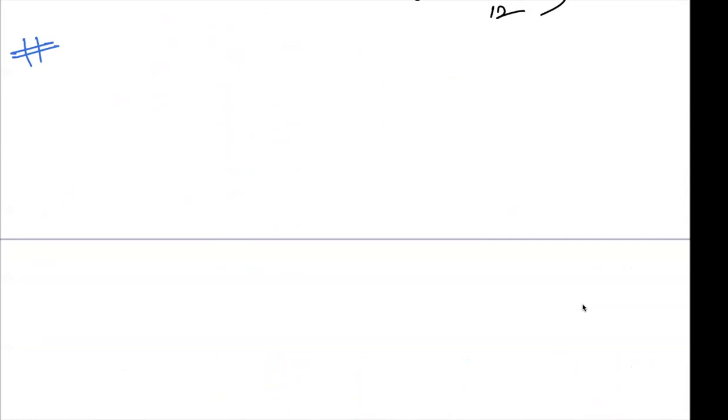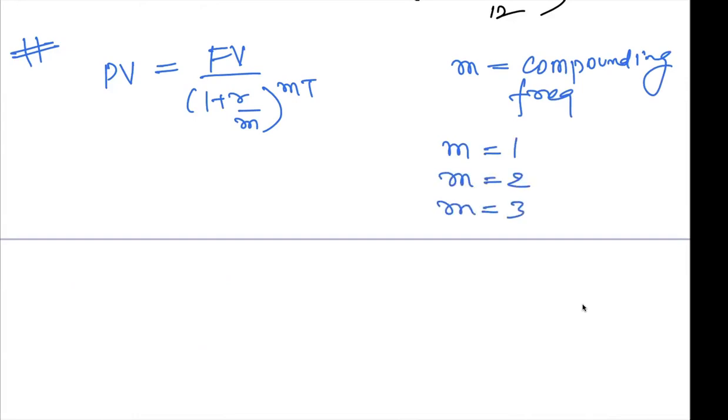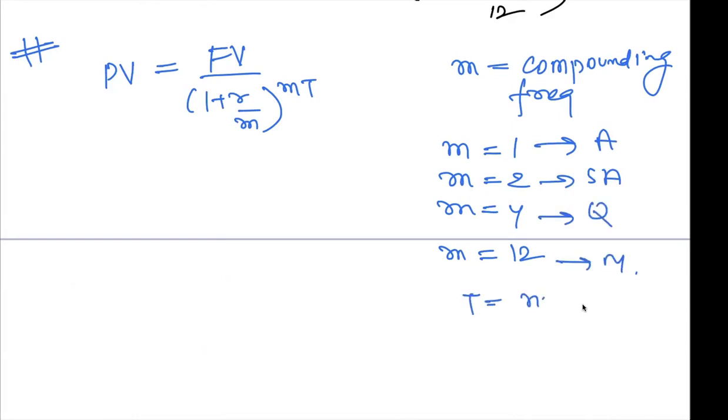Okay, now I'll give you one example. So all of us know this is the formula, right? Where M is what? M is the compounding frequency. If it's annual, M will be 1, then semi-annual, quarterly, monthly. Okay, this is annual, semi-annual, quarterly, monthly. And T is what? T is your number of years.